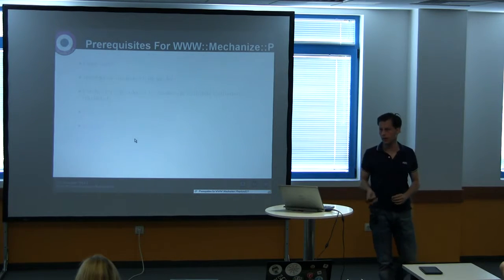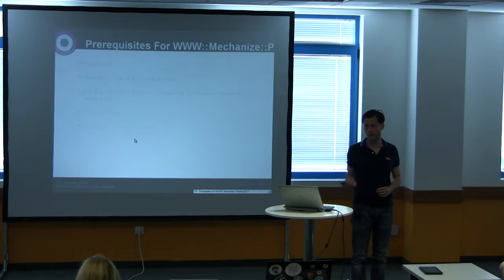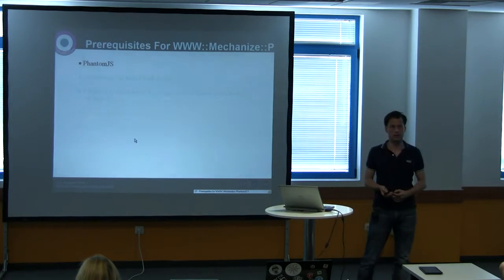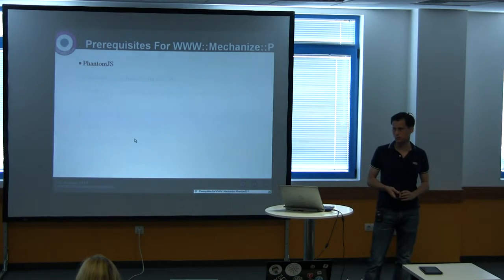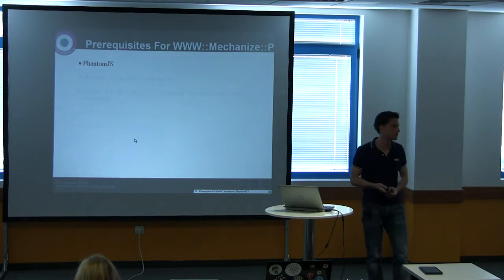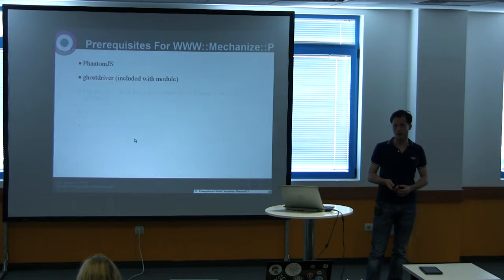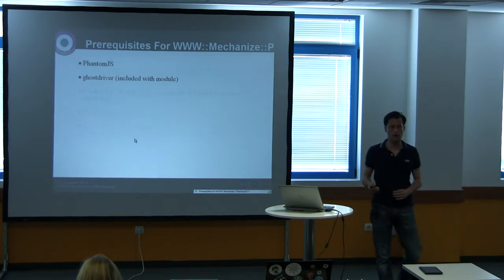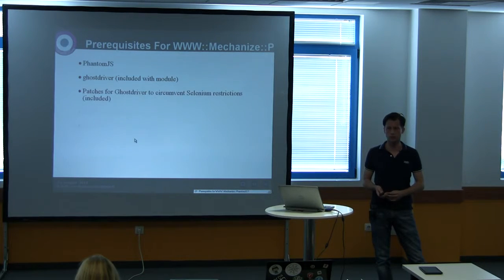You had the question about what you need to run this. First of all, you need the PhantomJS browser. You can download it on Windows. It's a single executable file, and I assume that on Linux your package manager also has a PhantomJS package available. You also need the Ghost driver package, which is included with the module already because it needs some patches. If you install Mechanize PhantomJS, you get the correct version of Ghost driver already included.